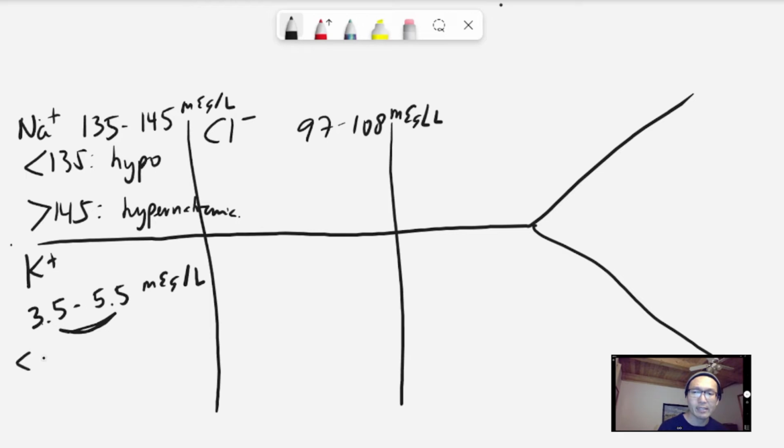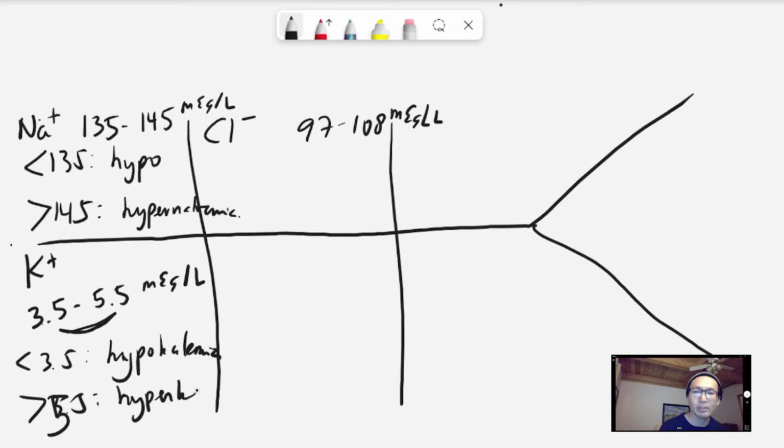So less than 3.5, we call it hypokalemia, which is basically low potassium. And more than 5.5, we call it hyperkalemia.